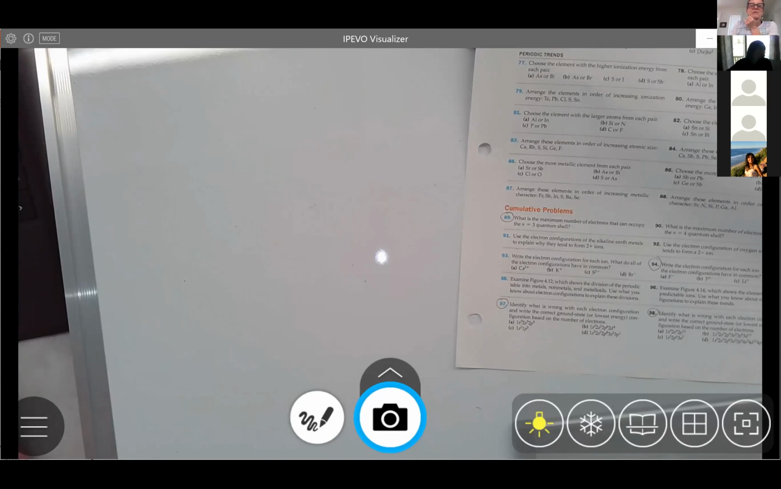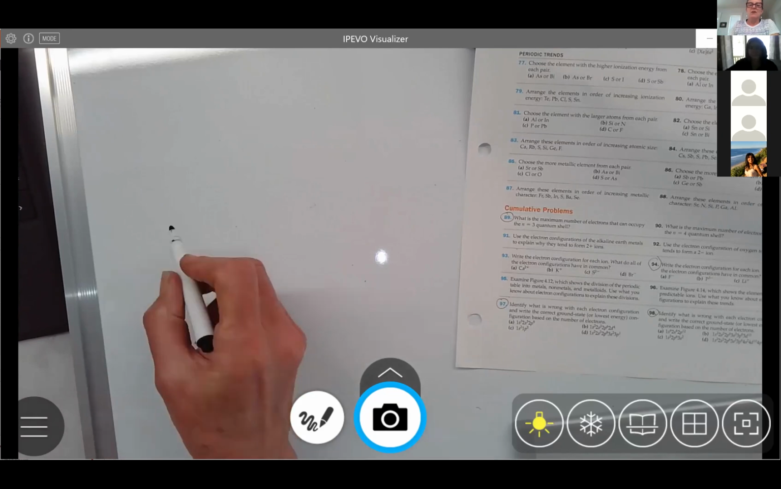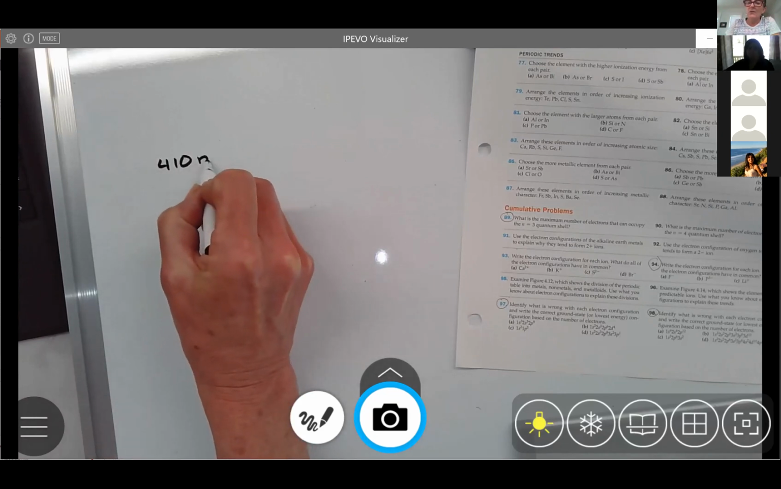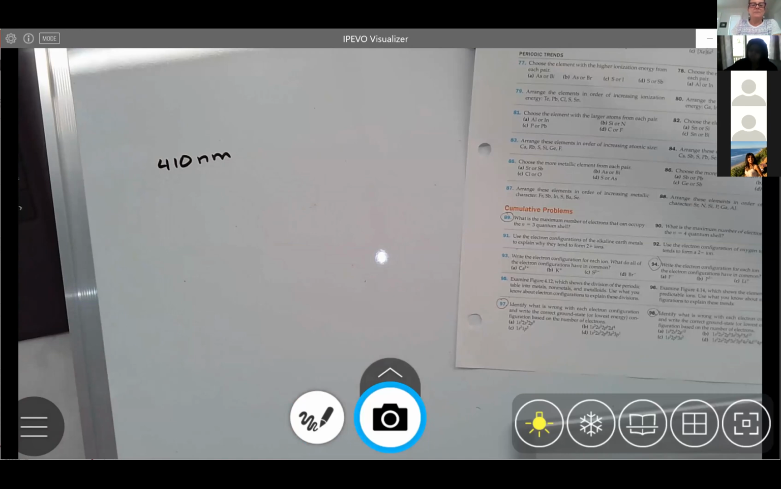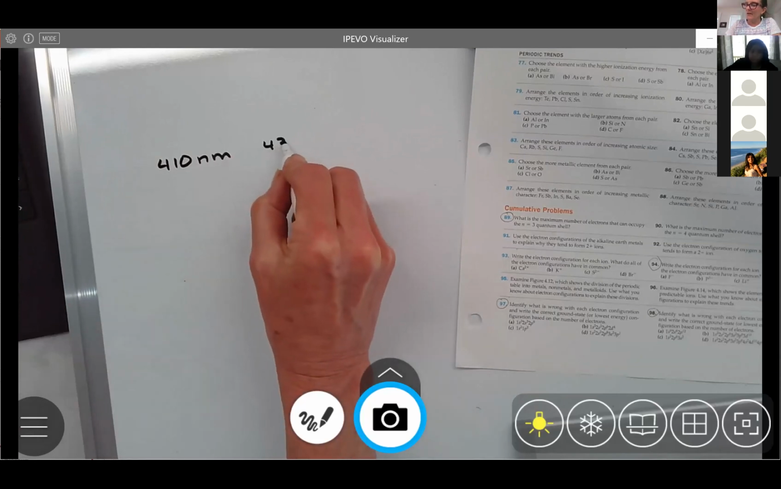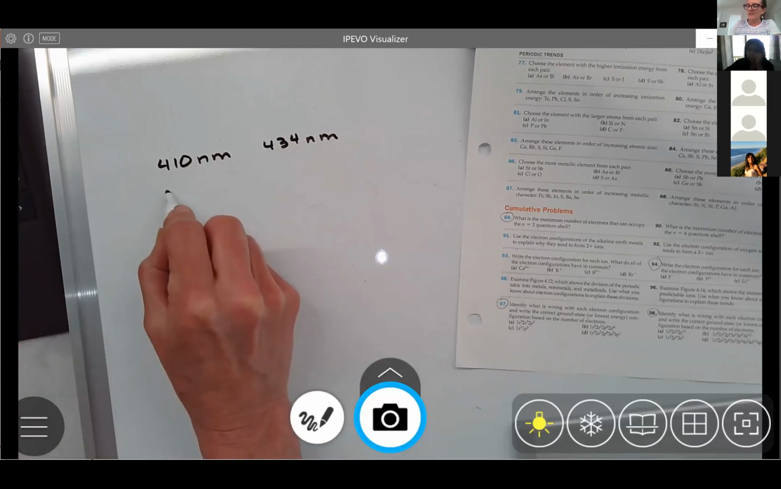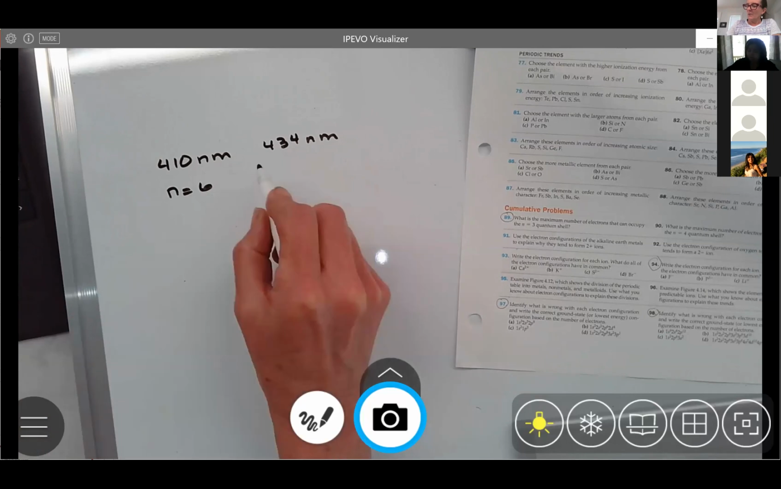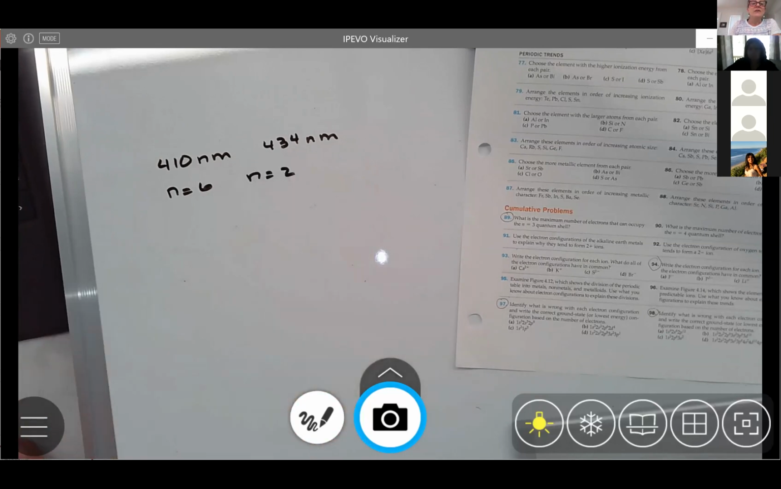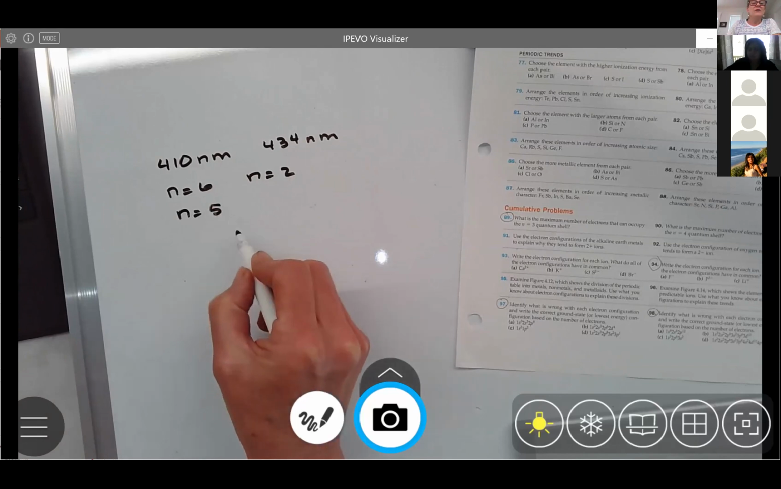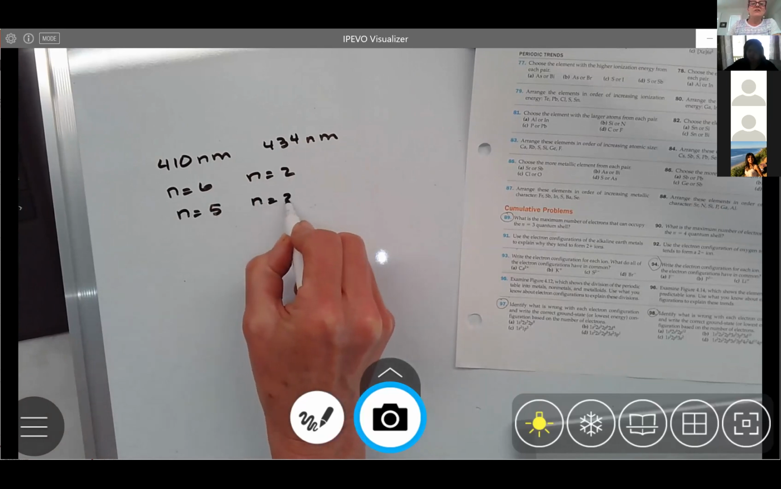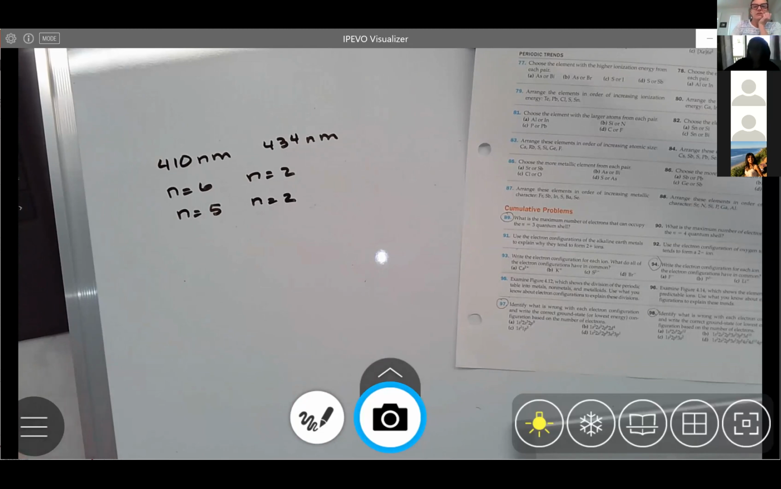Two of the emission wavelengths of hydrogen are 410 nanometers and 434 nanometers. One of these is due to the n equals 6 to n equals 2 transition, and the other is due to the n equals 5 to the n equals 2 transition. Which wavelength goes with which transition?